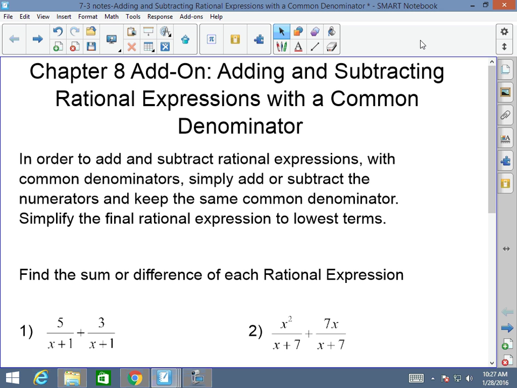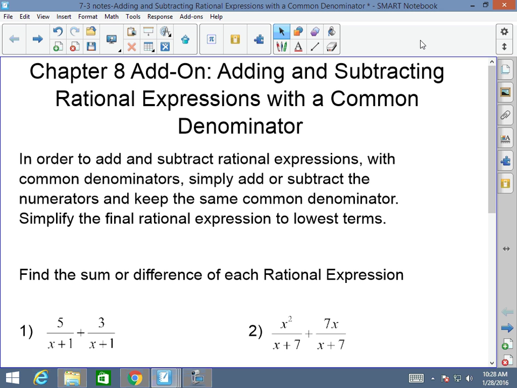We already learned how to find the LCD. We learned how to convert the expressions into equivalent expressions with the LCD. Now today we're going to learn how to add these rational expressions once we have the LCD, and it's quite simple. In order to add and subtract rational expressions with common denominators, simply add or subtract the numerators, literally, and keep the same common denominator. Simplify the final rational expression to lowest terms. We know how to simplify rational expressions already.